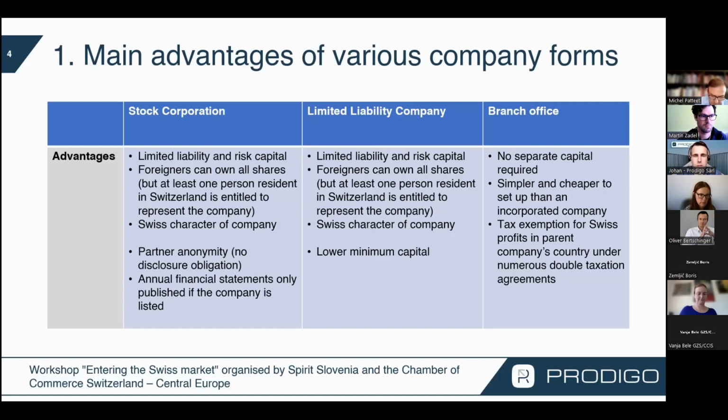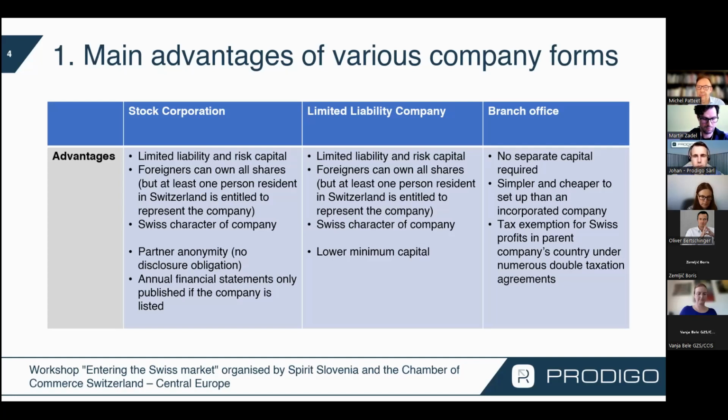For the LLC, the advantage compared to the stock corporation is that you need a lower capital amount to create the company. And regarding the branch office, the advantages are mainly that you do not need to bring new capital for the creation of the company. The capital of the mother company is used as a guarantee. It is also simpler and often cheaper to set up the branch office. But we will look at the setting up cost later.